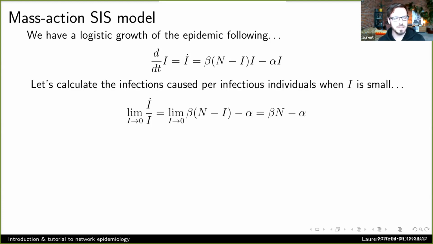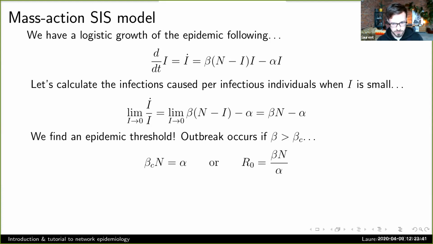And we can ask, what is the momentum caused by every single infectious individual early in the outbreak? So I'm going to take I dot, the derivative of I. I'm using a physics notation here for the derivative. I dot over I gives me the number of infections caused by every single infectious individual. And I'm going to take the limit of that when I is very small. And that gives me this relationship at the end, which is simply beta N minus alpha. So that's the infection force caused by every early case.